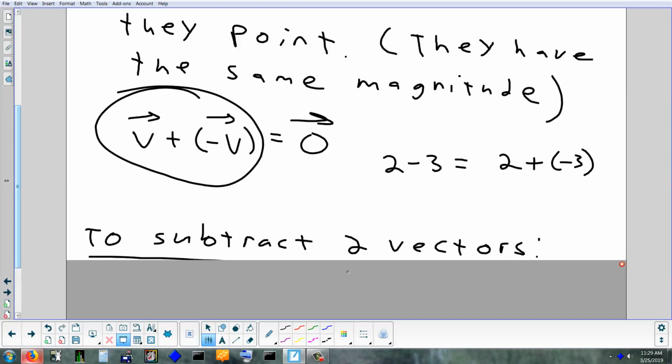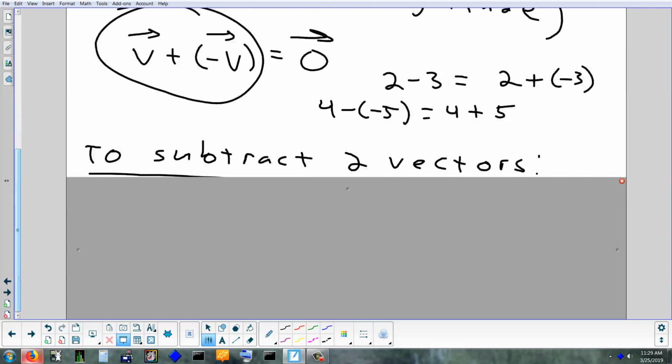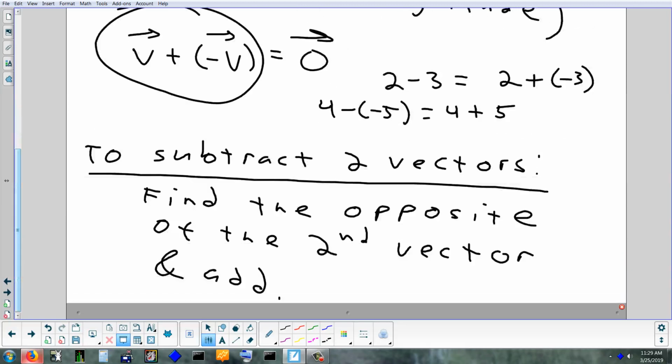That's why when you have something like this, and you say, well, isn't there an easier way to write minus a minus? Sure. Take 4, and then add the opposite of the second number. Well, the second number is negative 5. The opposite of it is positive 5. That's why minus a minus cancels out, because you can add the opposite. And that's how we're going to subtract two vectors. Find the opposite of the second vector, and then add.